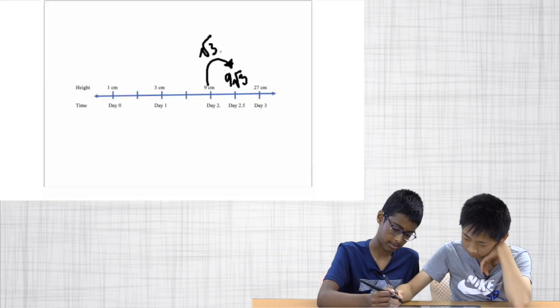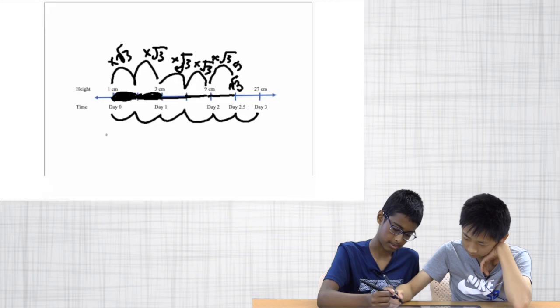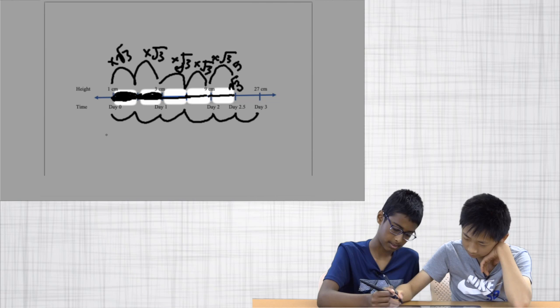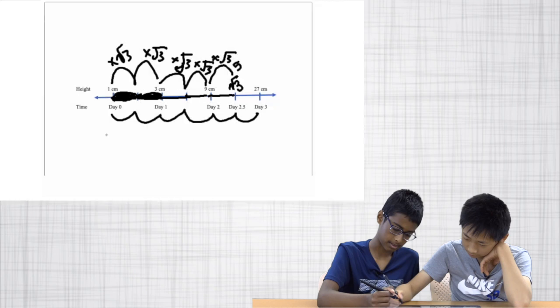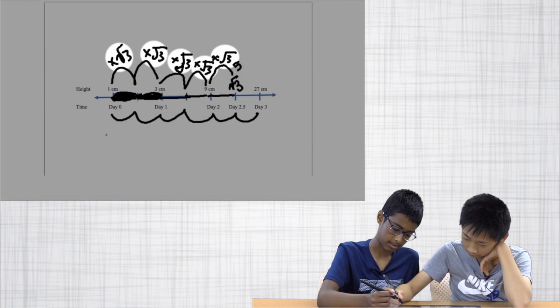For the second expression Josh and Arabindo found, square root of 3 to the power of 5, they explained that the height of the beanstalk increased by a factor of the square root of 3 over any half-day period. As there are 5 half-day periods between day 0 and day 2.5, the height of the beanstalk on day 2.5 would be 1 times the square root of 3 5 times.